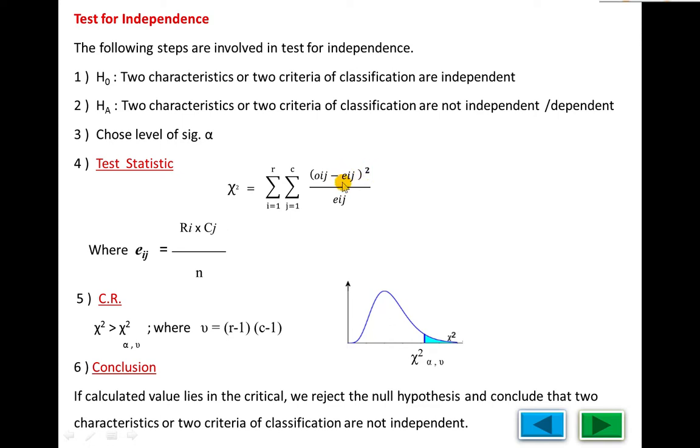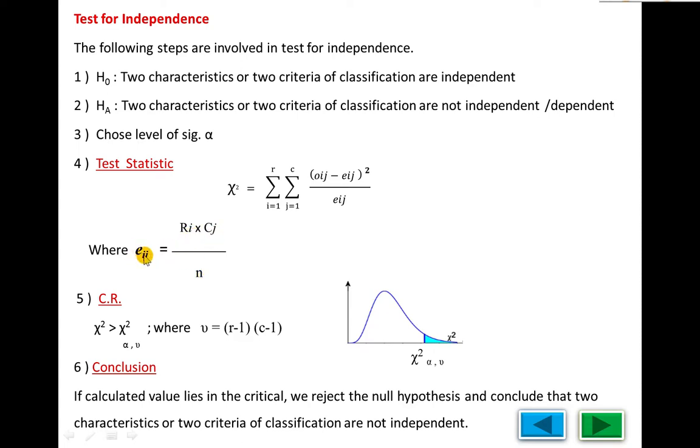So how do we find the expected frequency of the corresponding cell? I will vary from 1 to R, J from 1 to C, same as the observed frequency. The formula of EIJ, the expected frequency of the ith row, jth column, is equal to the total of the corresponding row times the total of the corresponding column, divided by the grand total.